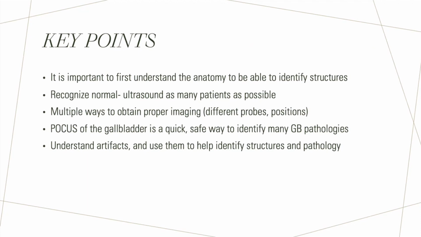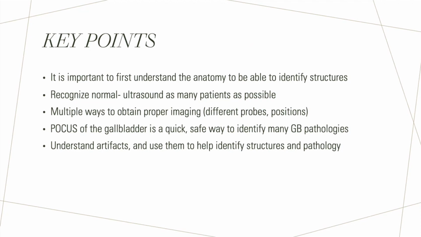So key points from this slide deck. It's important to understand the anatomy to be able to identify structures. Also very important to recognize normal. It's very important to ultrasound as many patients as possible, so that way you may see variant anatomy as well as normal. There's multiple ways to obtain proper imaging. So if you're having a difficult time with one of the techniques that we used above, then you may want to try a different technique, or maybe just a different probe. And then there's multiple positions that you could put the patient in.